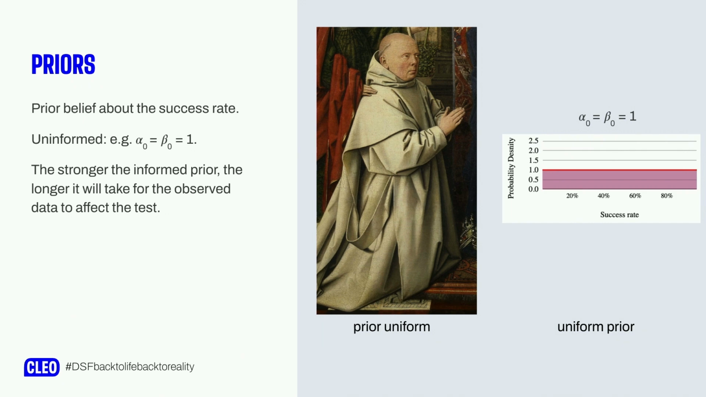Priors, it's nothing to do with monks, it's the prior belief about the success rate. And we tend to use an uninformed uniform prior. So this is alpha equals beta equals 1. It's a uniform distribution saying we don't really know what the success rate will be ahead of time. This is a little bit unrealistic because we often do have some prior information on the success rate, but we find that in most product areas, we can collect so much data so quickly that it just makes sense to base our conclusions on the observed data.